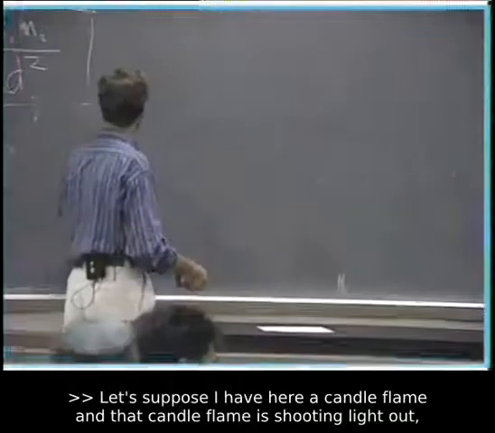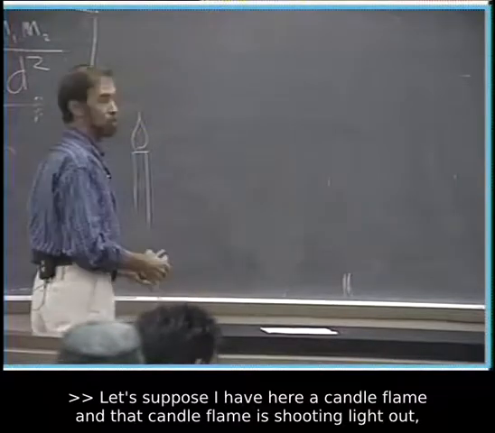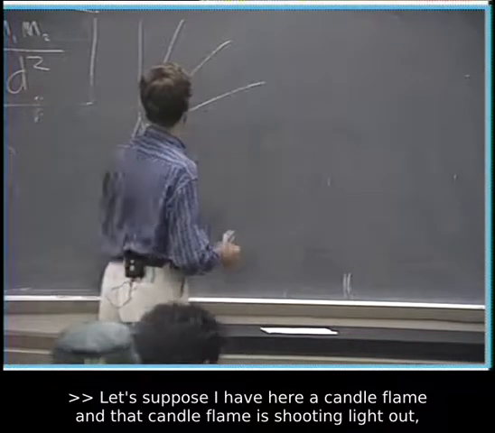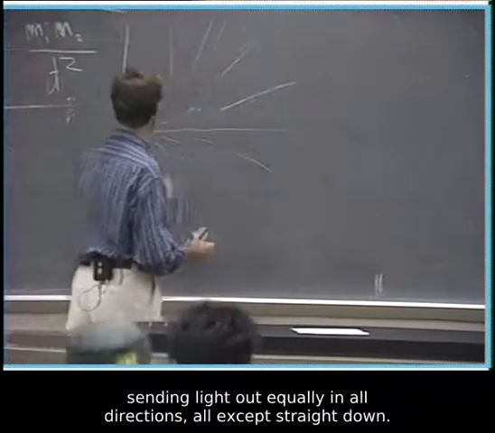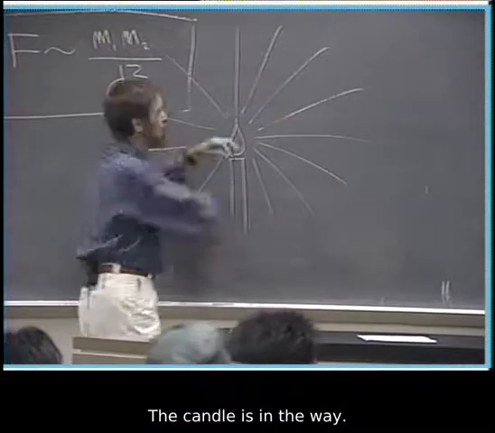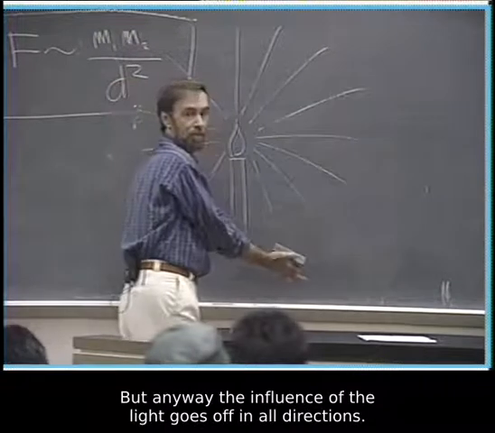Let's suppose I have here a candle flame. And that candle flame is shooting light out, sending light out, equally in all directions. Oh, except straight down, the candle's in the way. But anyway, the influence of the light goes off in all directions.